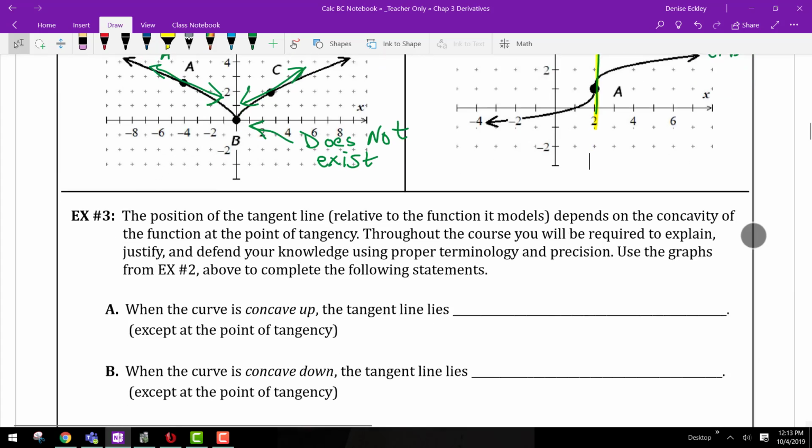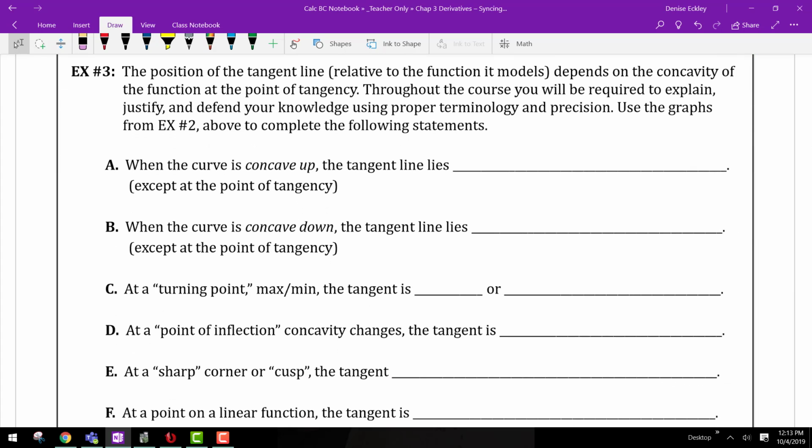Okay, so next example. The position of the tangent line relative to the function it models depends on the concavity of the function at the point of tangency. What concavity means is whether it is facing up or facing down. Like, do you have a parabola that's like this, or do you have a parabola like that? The concavity is how it's shaped inside. Okay? So through the course, you will be required to explain, justify, and defend your knowledge using proper terminology and precision. Use the graphs from example 2 above to complete the following statements.